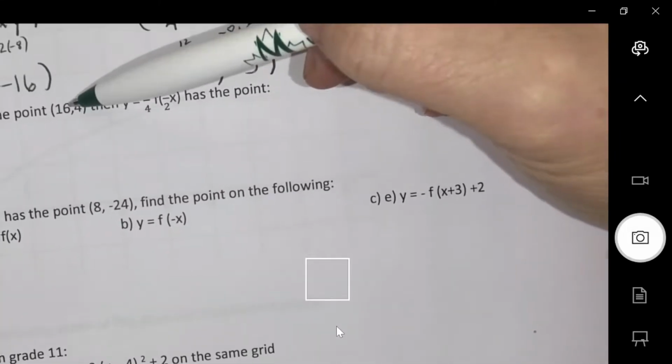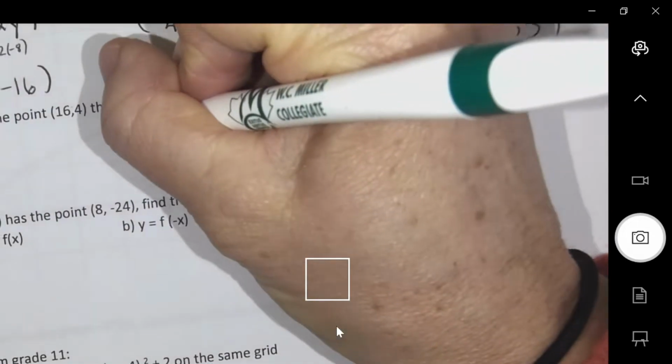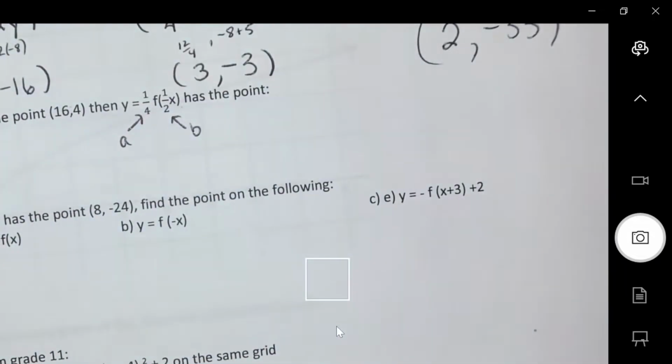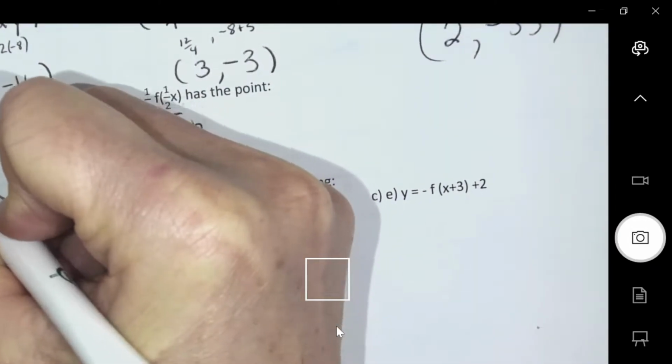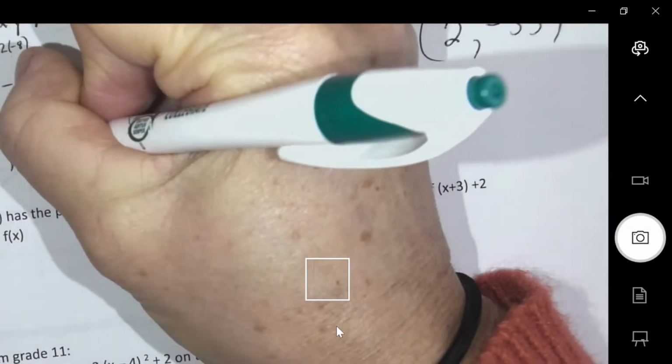We have an original coordinate. Where will it go? So this is an A, and that's a B. So you always are recognizing the letters. So I'm going to do this. X would get divided by a half, and A Y.